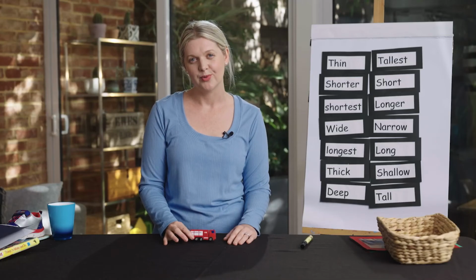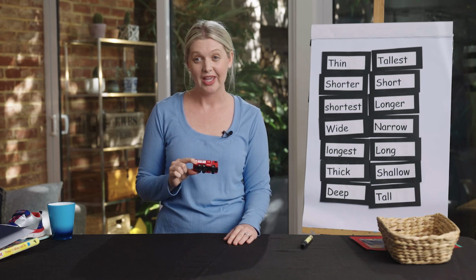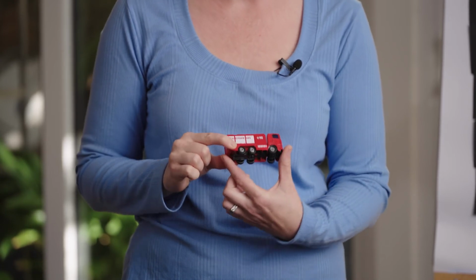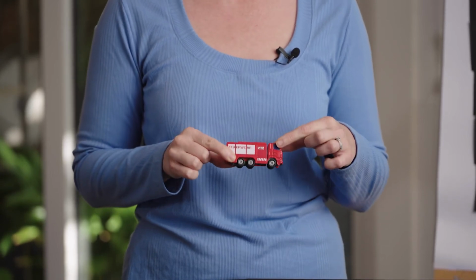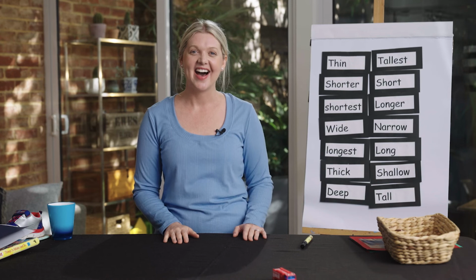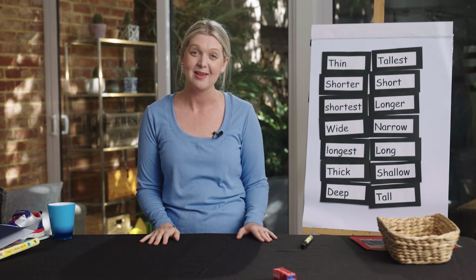For example, what could be measured about this truck? We could measure how tall it is, how long it is. We could measure how wide it is, or how far it travels. I want you to draw these pictures in your book or on paper. Draw lines or arrows to show what could be measured about the object.